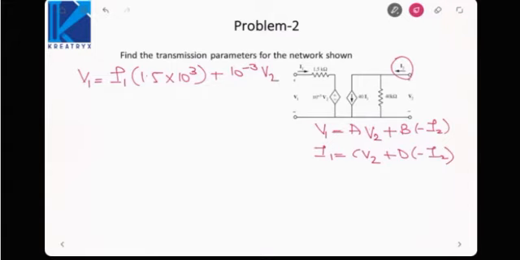In the next problem, it is asking, in the circuit shown, find the value of load resistance for the maximum power transfer. Now these parameters are given as Y parameters, so it is not mentioned in the problem.